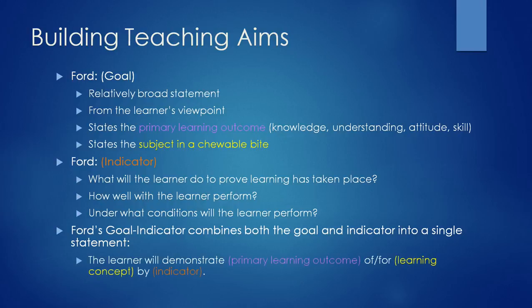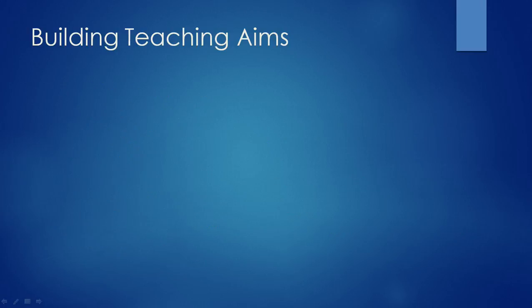The learner will demonstrate, now the wording here is very important, the learner will demonstrate whatever that primary learning outcome is, knowledge, understanding, attitude, or skill, of whatever our learning concept is, by, and whatever the indicator is. Okay? So in the case of, say, attitude, you would say the learner will demonstrate a positive attitude or an appreciation for whatever that learning concept is, by, and then you'll say how will they demonstrate that attitude. Okay, so let's take a look at some examples here.